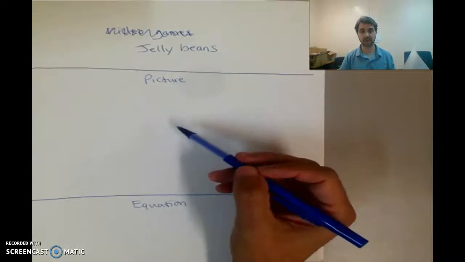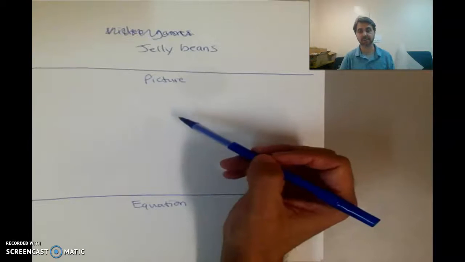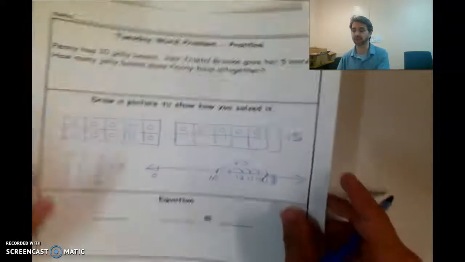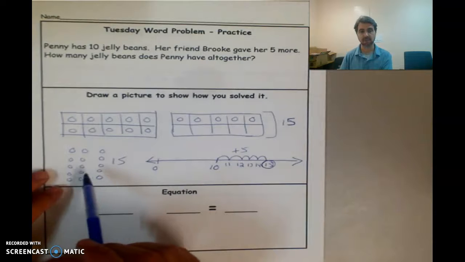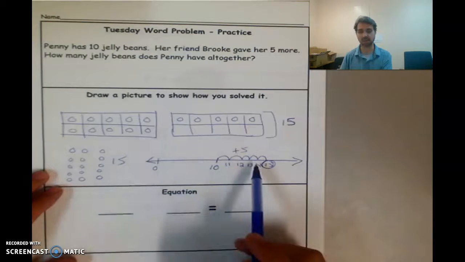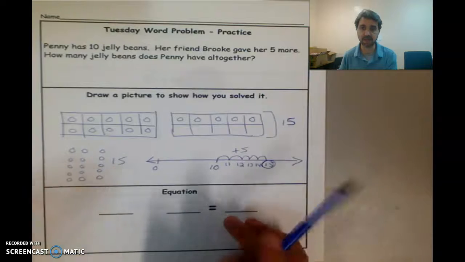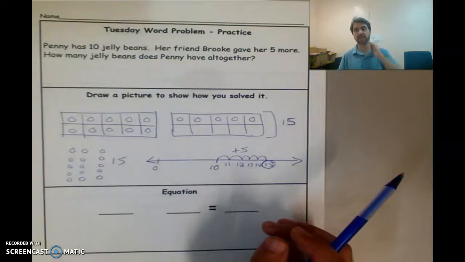Here's where your picture would go. And here's where we're going to do the equation. So right now, what I would like you to do is draw a picture to represent the problem. Okay, so you can use one of mine. You could use the 10 frames or the little circle jelly beans or open number line. Okay, and when you're done with that, come on back. So you can pause the video. Okay, pause the video, and then when you finish doing your picture, come on back.